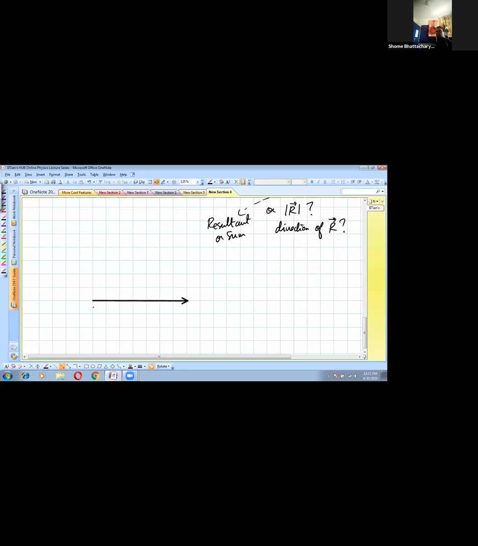So this is your starting point. This is where you started from, and this is where you ended up by the time you completed the displacement A. Okay, so if you had stopped at A, this would have been your final position. But now from here you made your second displacement, which was B.